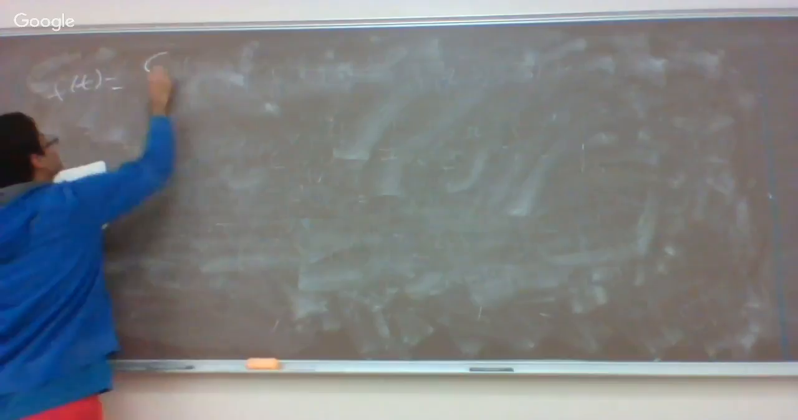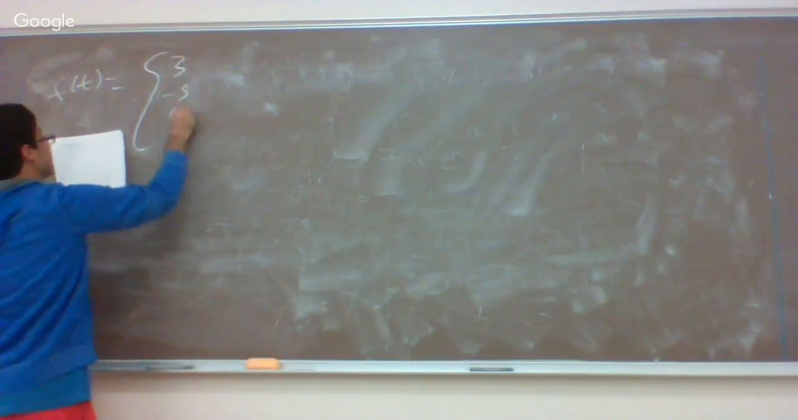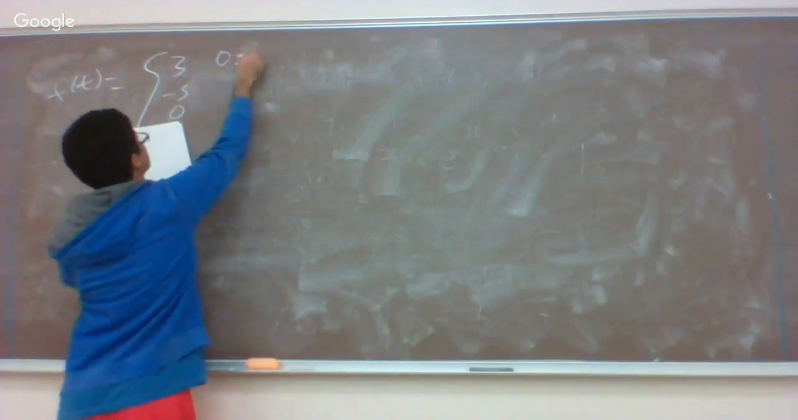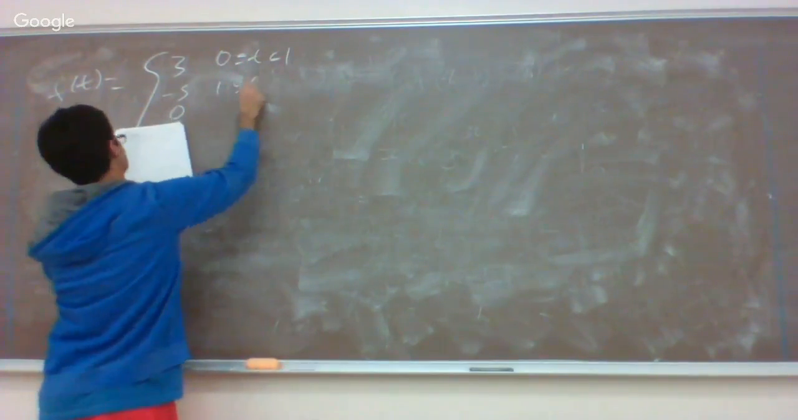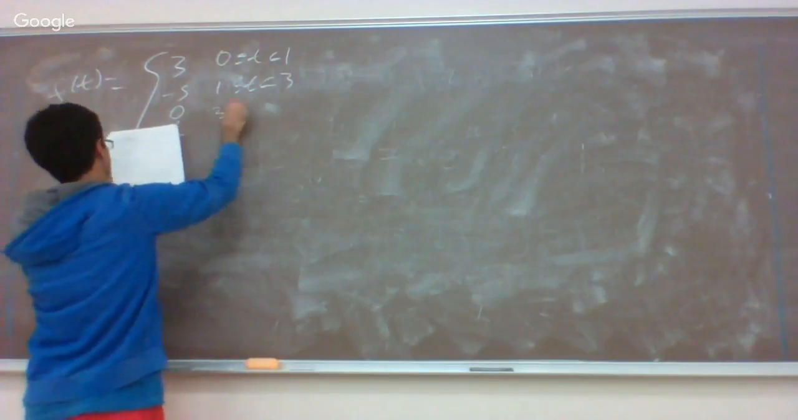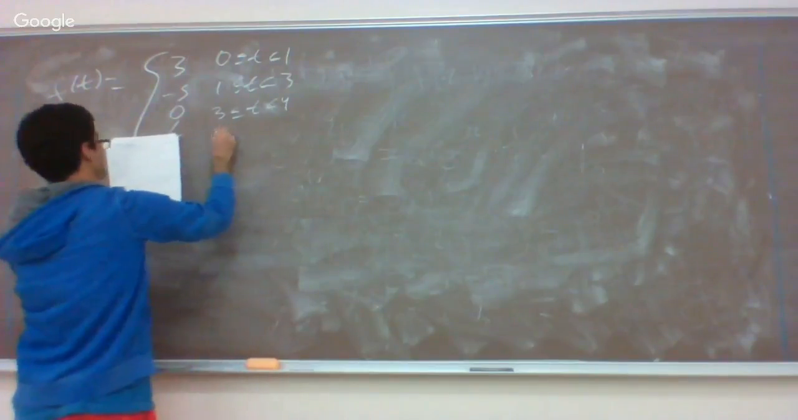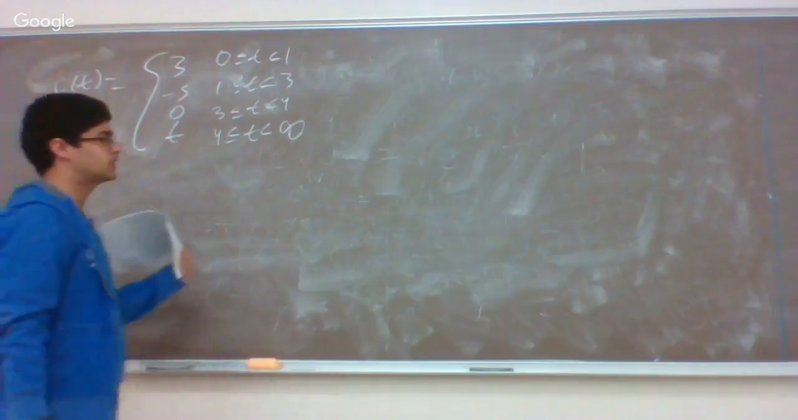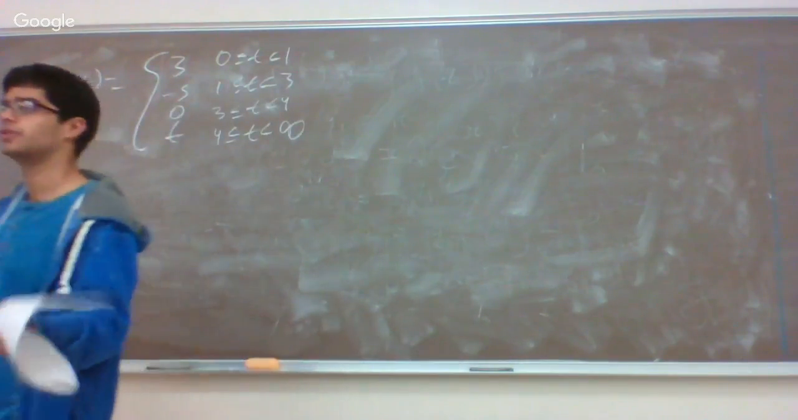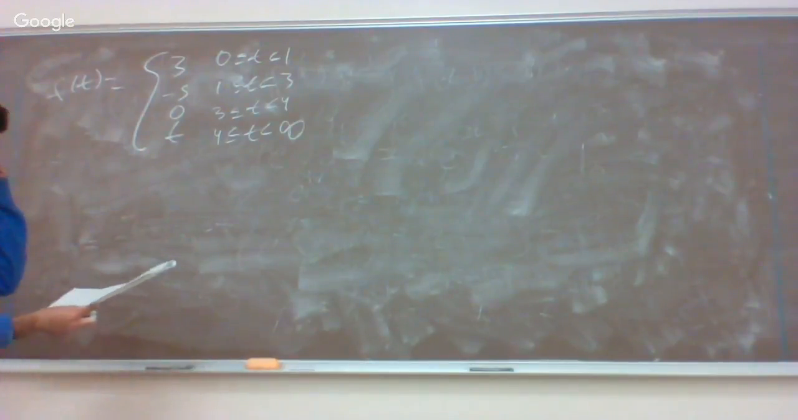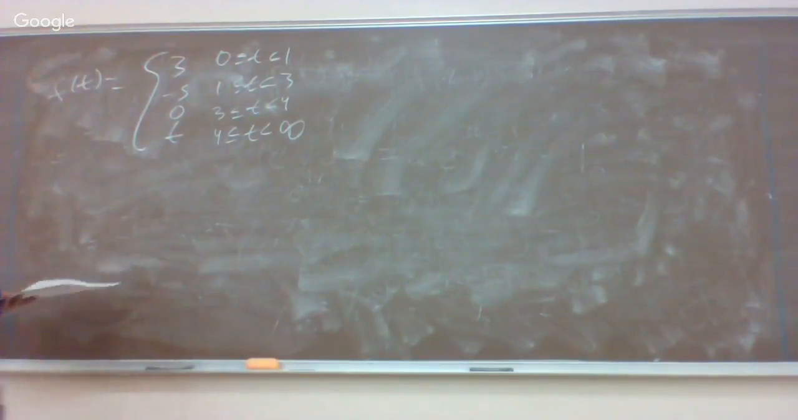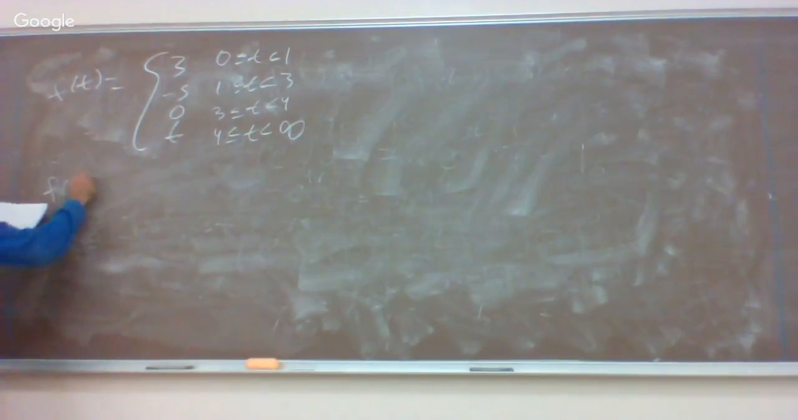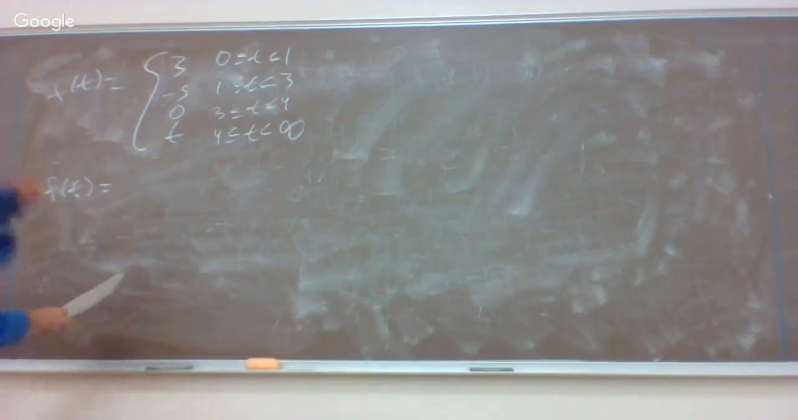Okay. We have the function f of t equal to 3 from 0 to 1, from 1 to 3 it's -5, from 3 to 4 it's 0, and from 4 to infinity, it's t. And step functions are something that you'll continually use in most of your upper level classes. So we have to find the step function and then take the Laplace of it. For f of t, essentially you treat it like an on and off switch.